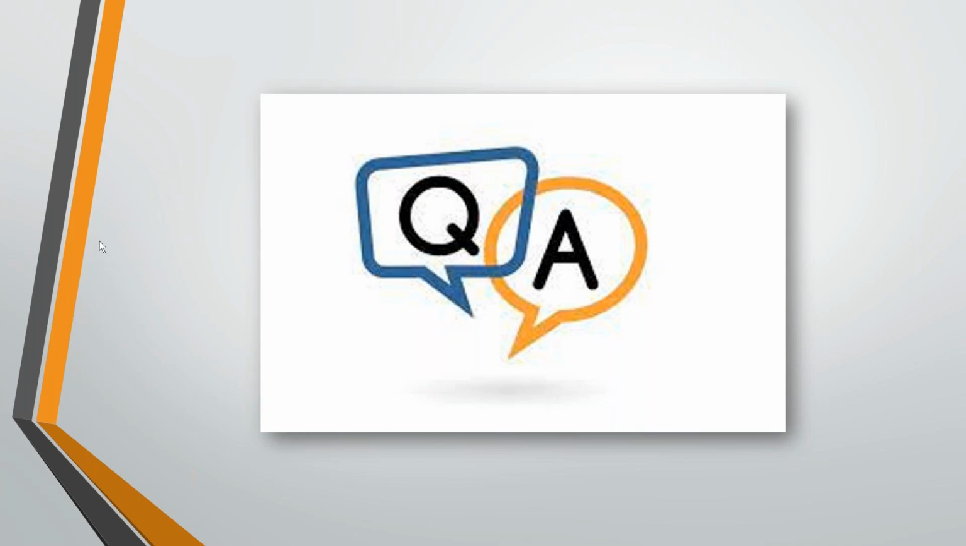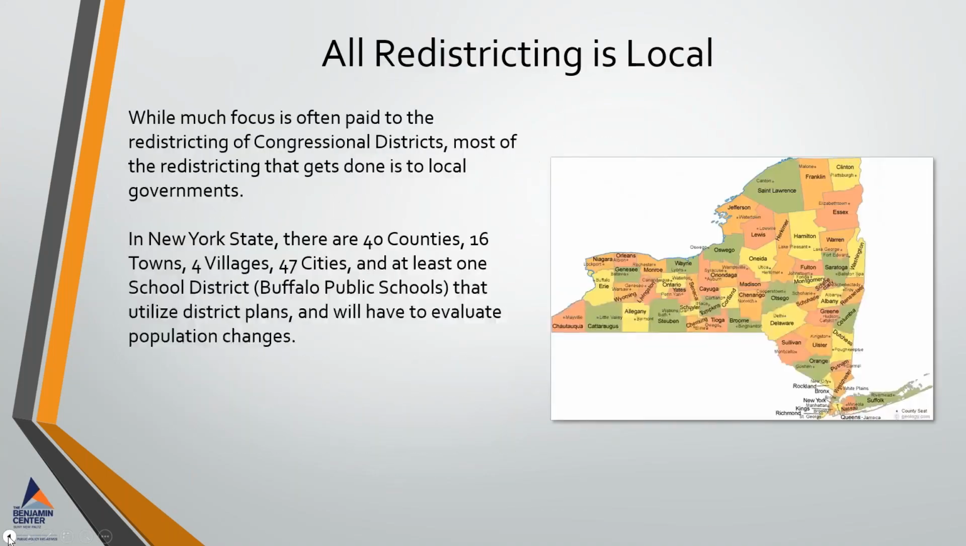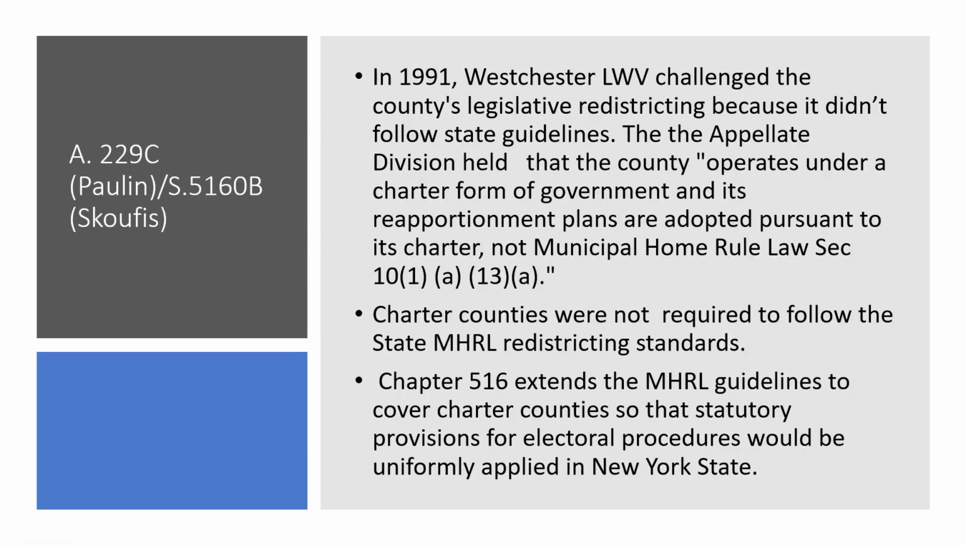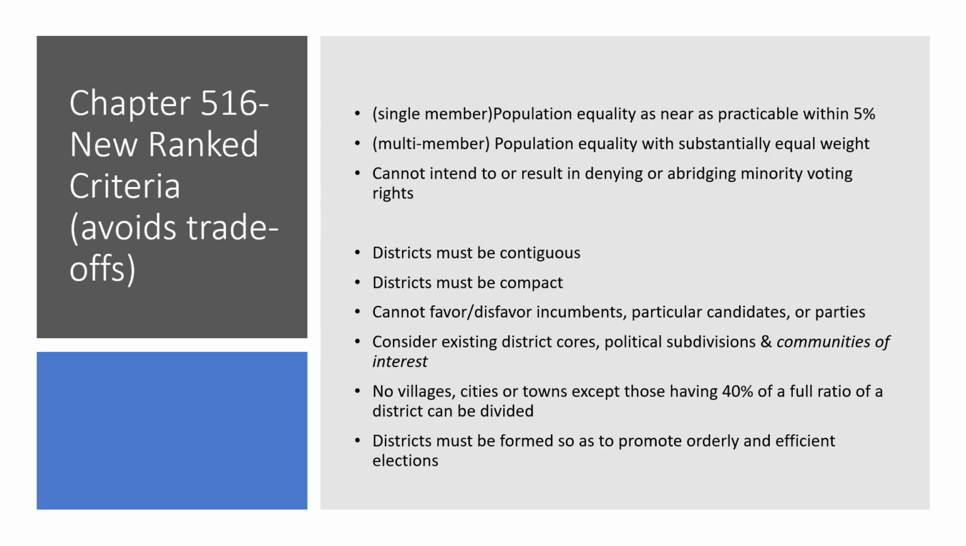Well, I showed you in my slide the way they were ranked. I don't have it in front of me again right now, but essentially you had population equality, minority voting rights, compactness, contiguity, and then there were a few others. If you go back a few more slides, one more slide, I think. Forward again, I'm sorry. Yeah, here's the criteria. So you've got population equality, minority voting rights, contiguity, compactness, not favoring or disfavoring incumbents, parties, or candidates, looking at existing cores of districts, communities of interest, and then your locality limits.